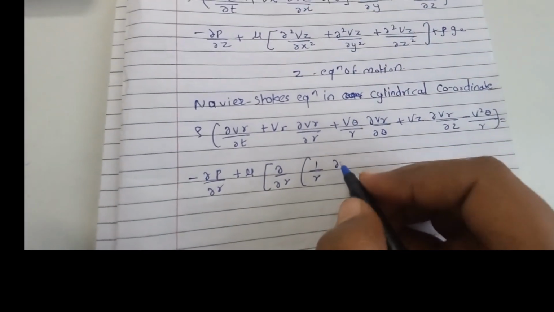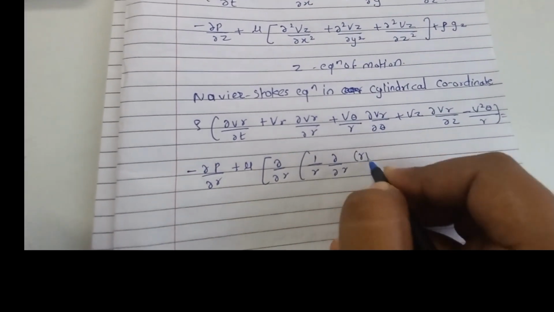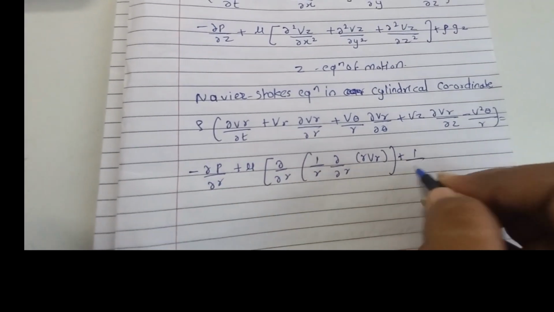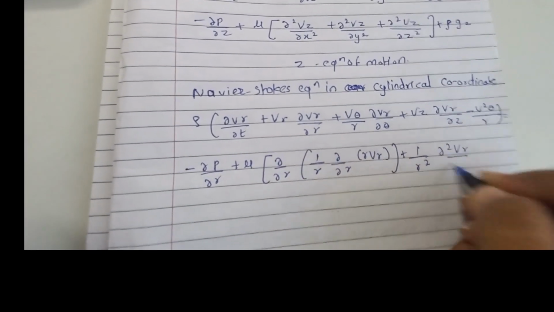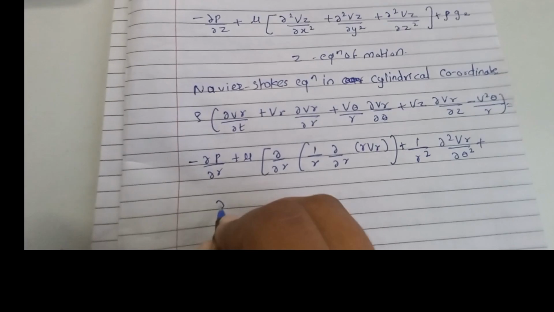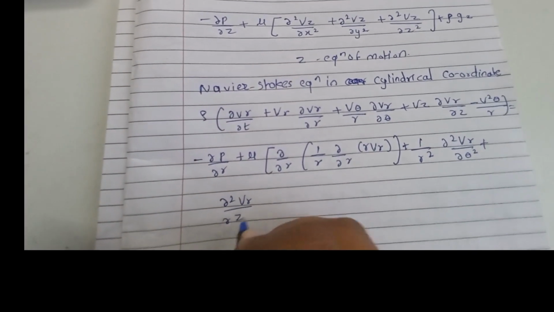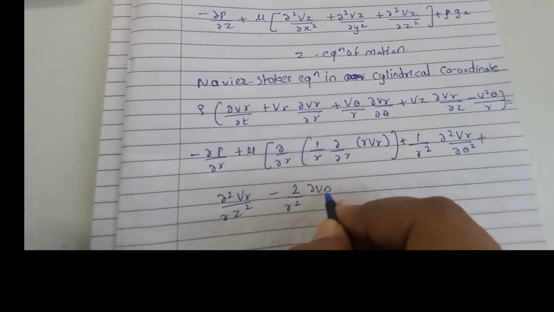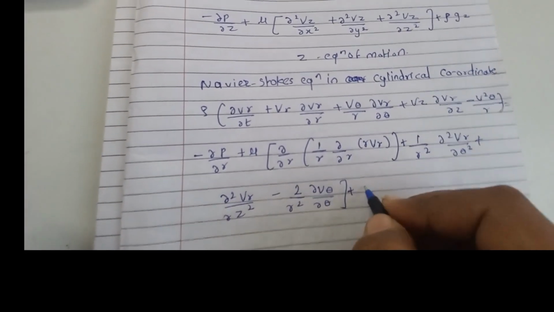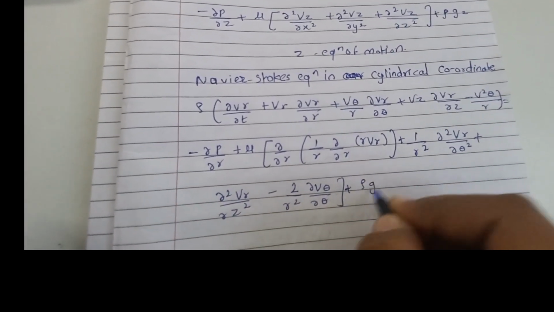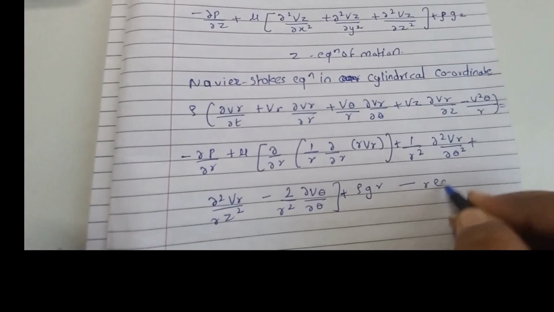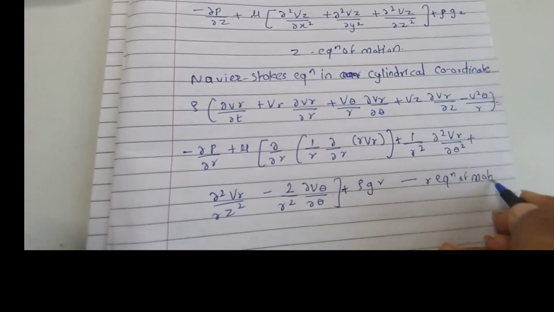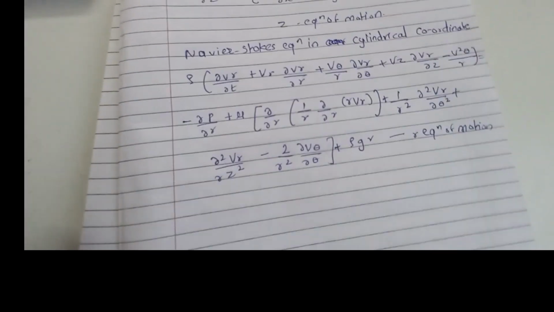mu into the whole bracket, that is del by del r into 1 upon r into del by del r into r into Vr, plus 1 upon r square into del square Vr upon del theta square plus del square Vr upon del z square minus 2 upon r square into del v theta upon del theta, plus rho gr. That is the r equation of motion. Similarly, we can write the theta equation of motion and the z equation of motion.